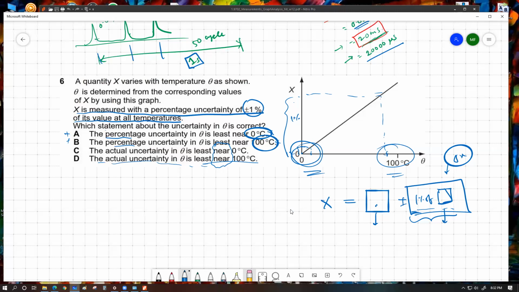So, sir, to sum it up, percentage uncertainty is the formula for actual uncertainty divided by quantity, and that makes the numerator extremely small, bringing it close to 0. That's why C is correct. Okay, sir. Thank you, sir.